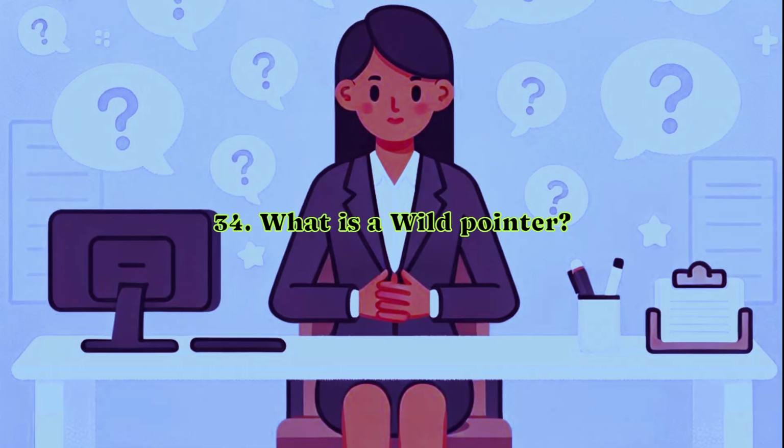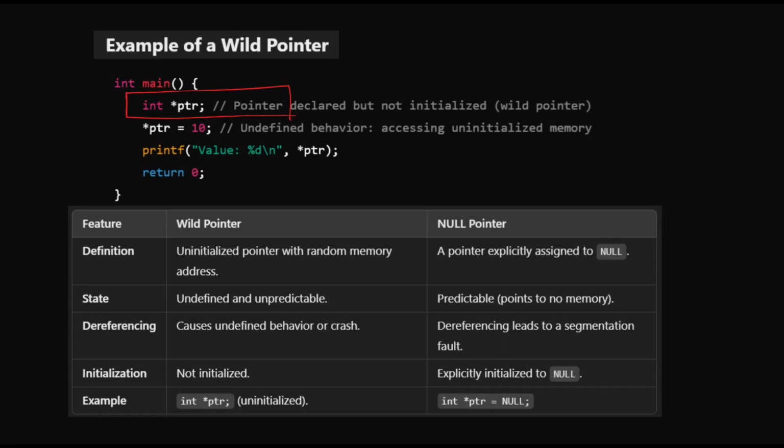34. What is a wild pointer? A wild pointer is an uninitialized pointer that points to a random or unknown memory location. Since the pointer has not been explicitly assigned a valid address, accessing or dereferencing a wild pointer leads to undefined behavior. The term wild comes from the fact that the pointer's value, or memory address, is unpredictable and wild. It could point to any random location in memory.